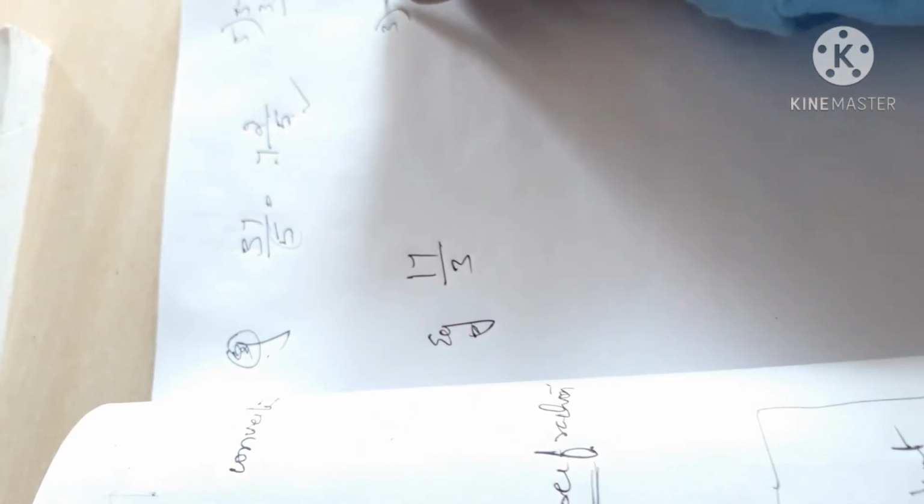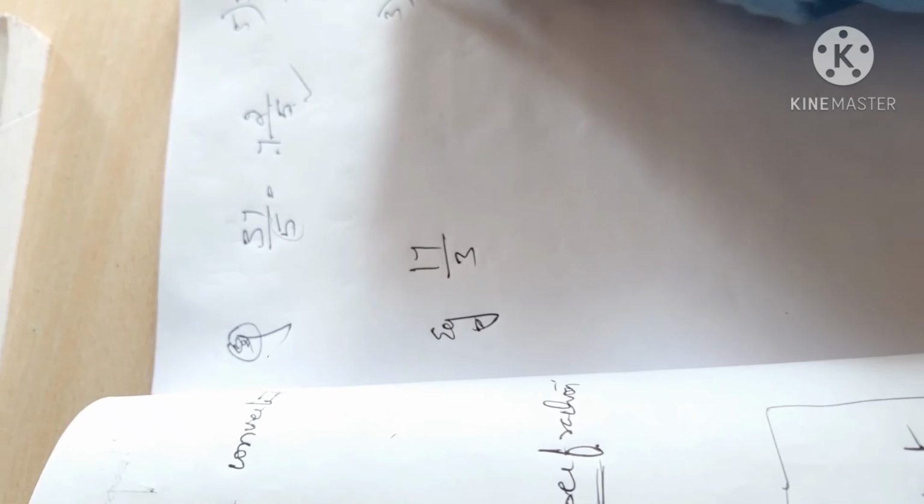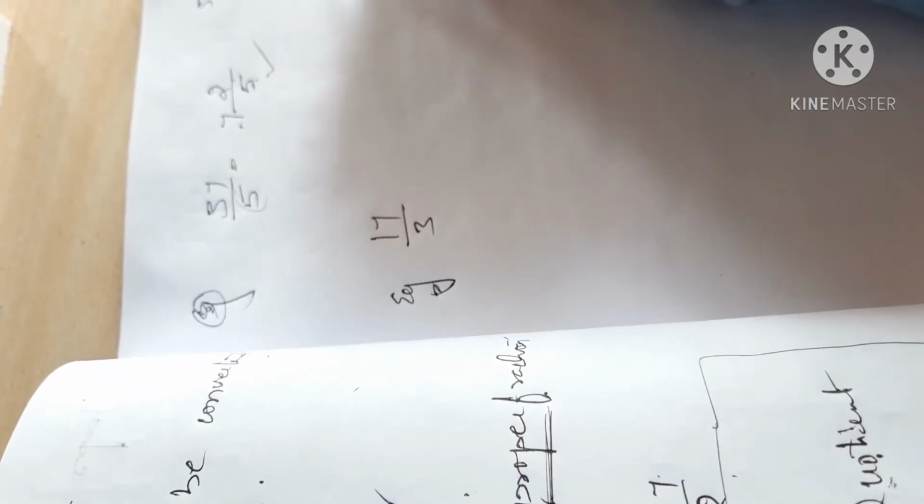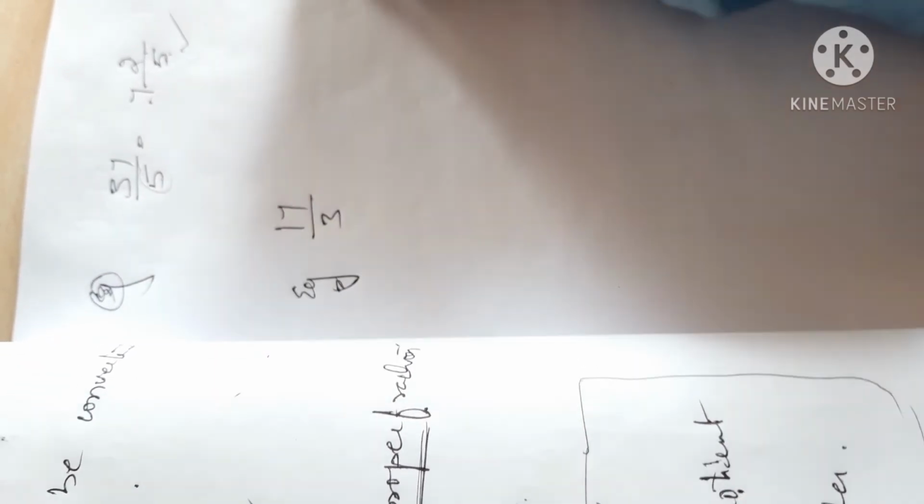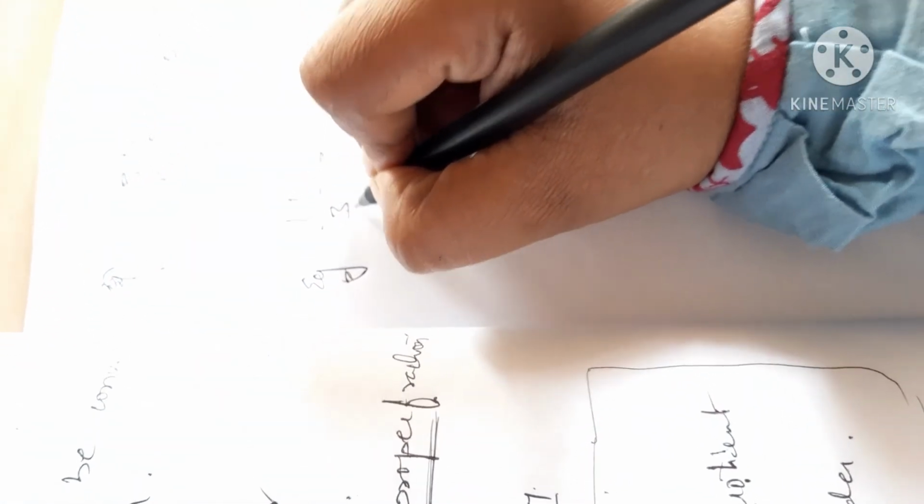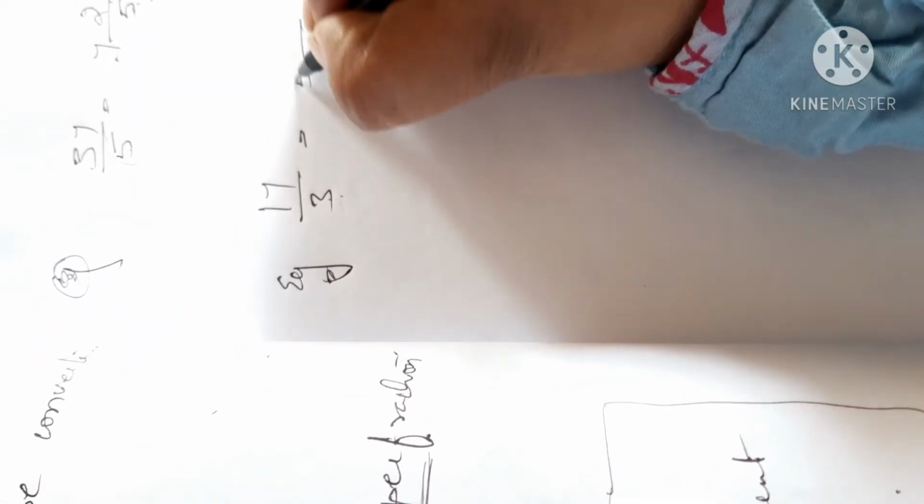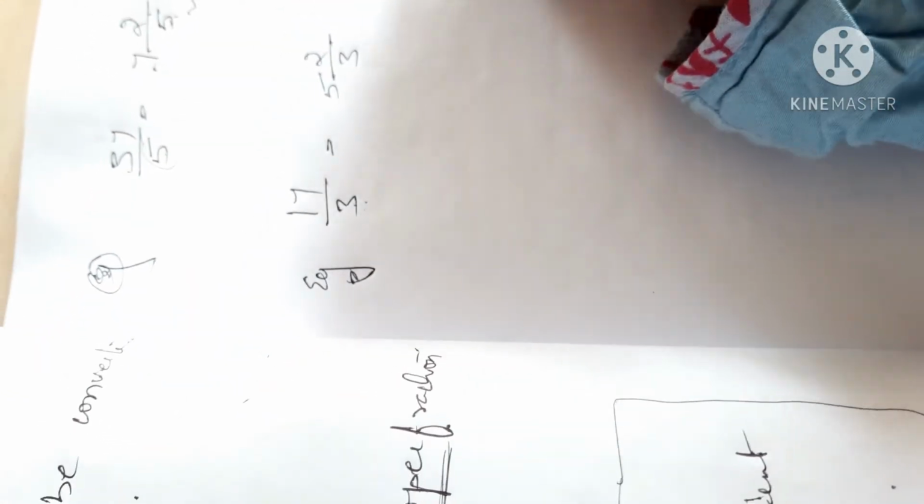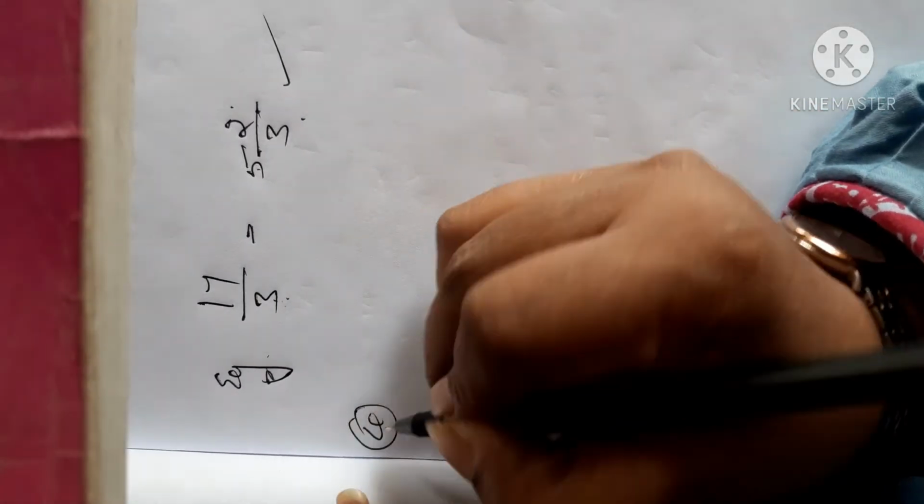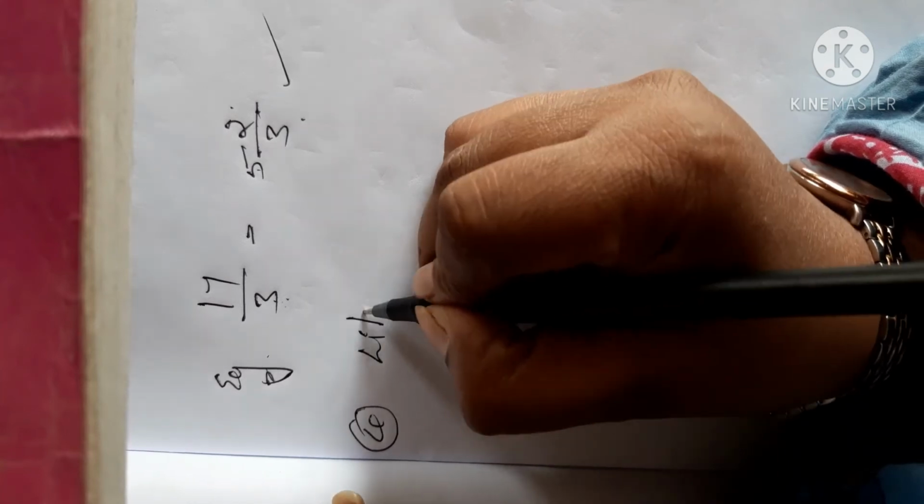Now 17 by 3, another example. You are dividing 17 by 3. Now what is the answer? 3 sixes are 18, you cannot take that, so 3 fives are 15. So 2 is the remainder. So how to write 17 by 3 as a mixed fraction? 3 fives are 15, remainder on the top. 5 and 2 by 3 is the mixed fraction. Clear? Understood?